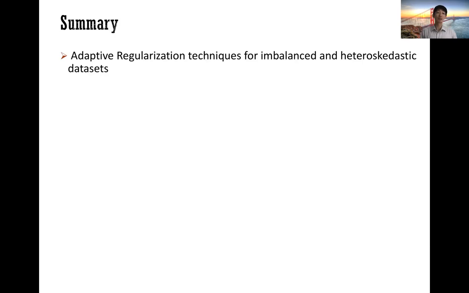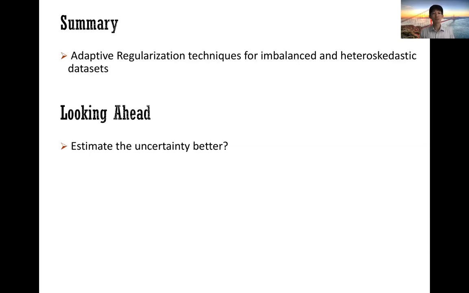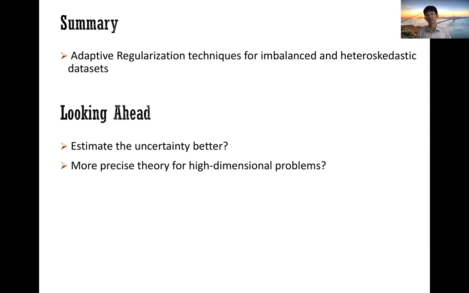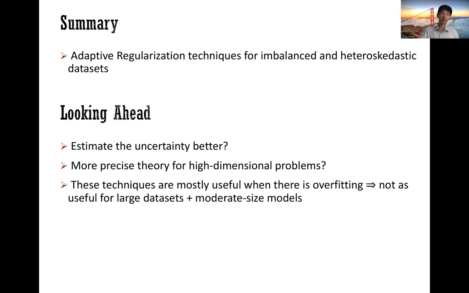Just to have a summary, the main idea of this talk is to use adaptive regularization techniques for imbalanced and heteroskedastic datasets. And looking ahead, one of the open questions is how do we estimate the uncertainty better? Currently, the way we are estimating uncertainty is just using the validation error on a holdout validation dataset. However, there could be better ways to estimate uncertainty. And also, our theory only applies to one-dimensional problems, which is pretty limited, and we need more precise theory for high-dimensional problems.